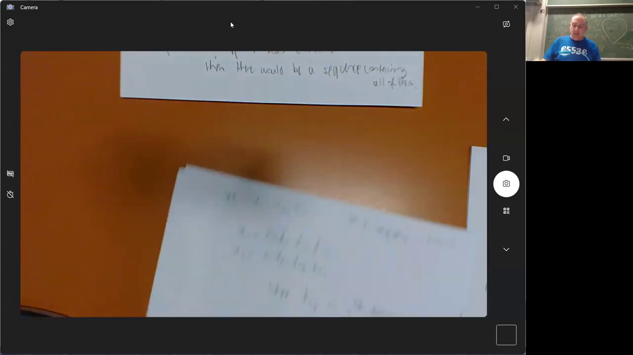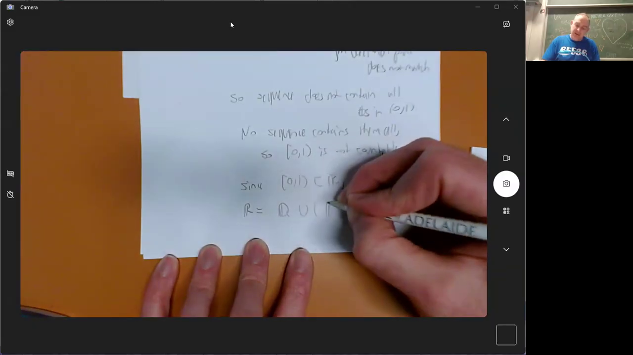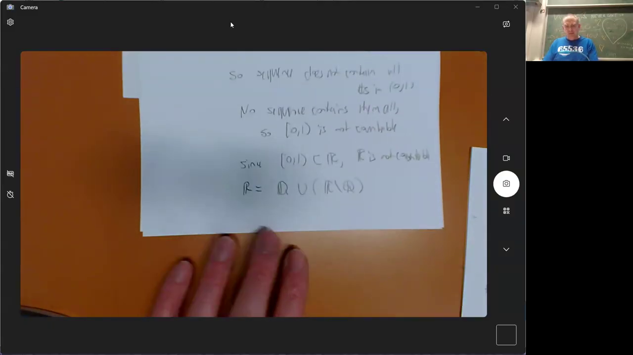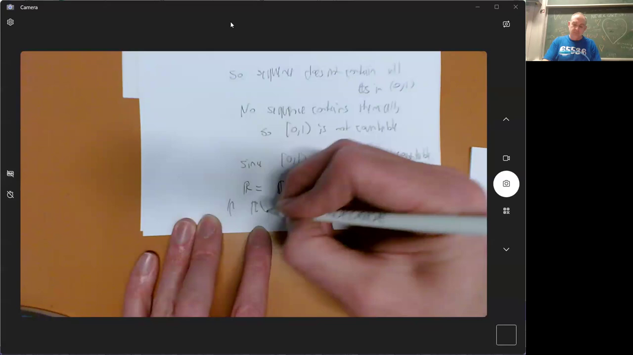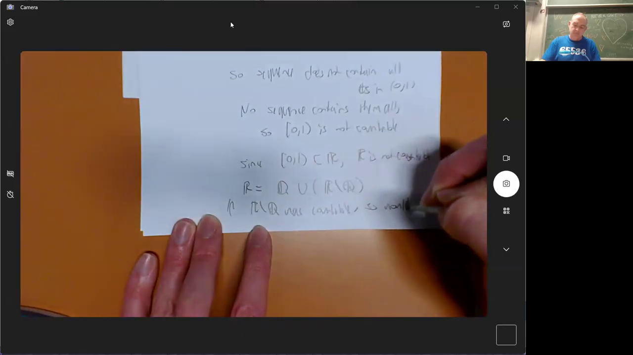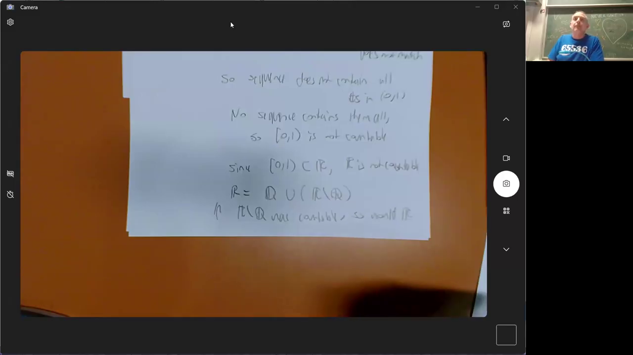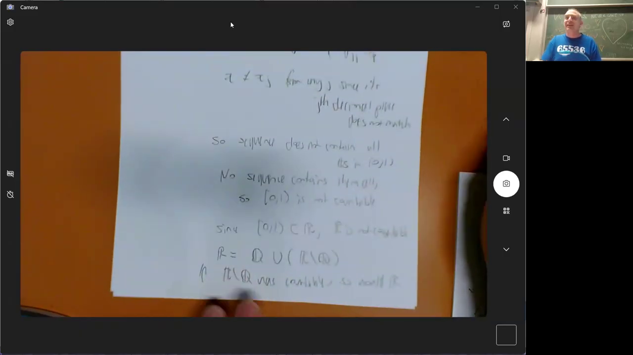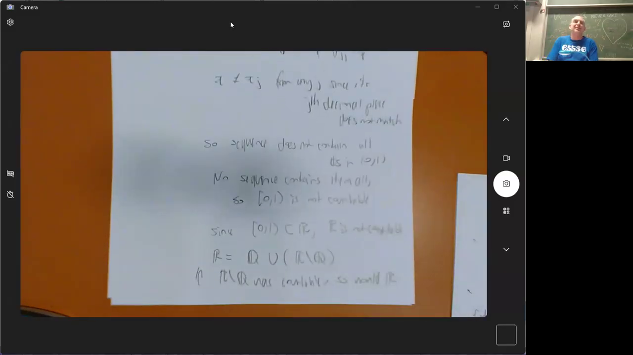And so R is Q union R without Q. And if this was countable, R would be countable, and it's not. So the countable sets are closed under union. That feels very groupy. I've never said that exact phrase before, and it just appealed to me today.